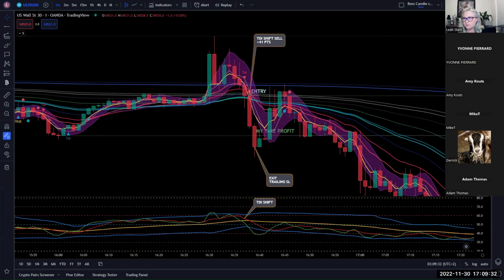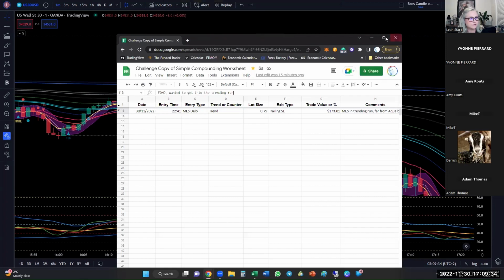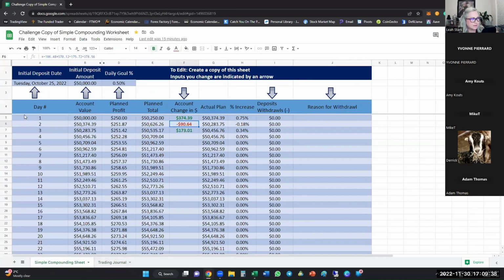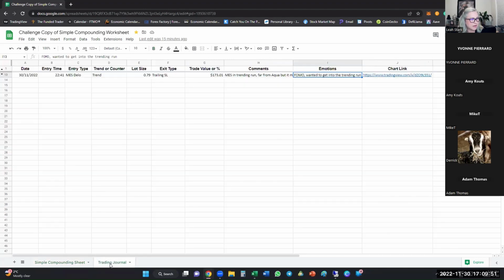Into your compounding calculator. So I've marked up a few of the trades that I took on my challenge account. For each of the days, these are my profits, gains or losses. And then on the second tab, I've entered the trading journal here, and you can fill out all of the information that you're gathering when you're analyzing your trade.